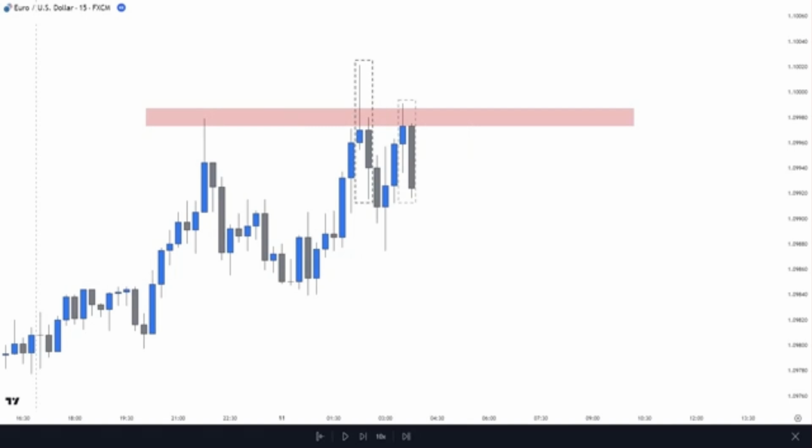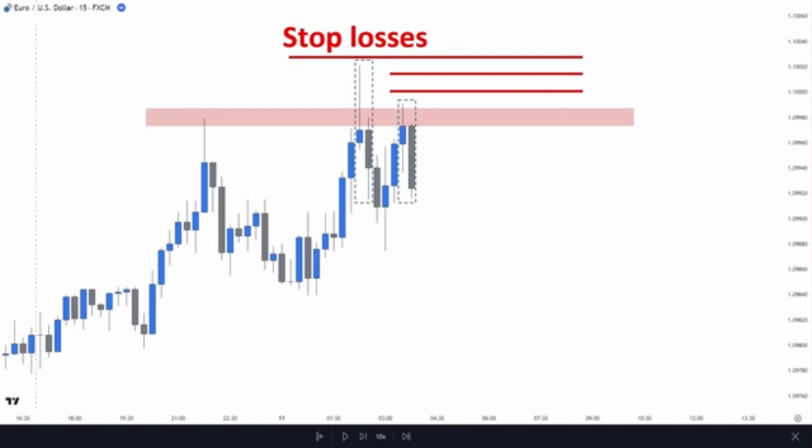We have a long wick rejection followed by an engulfing candle showing strong selling pressure. Traders who sold here placed their stop loss above this wick. So, we have lots of liquidity gathered above this area. Now let's see what will happen when the London Killzone starts and new traders jump into the market.